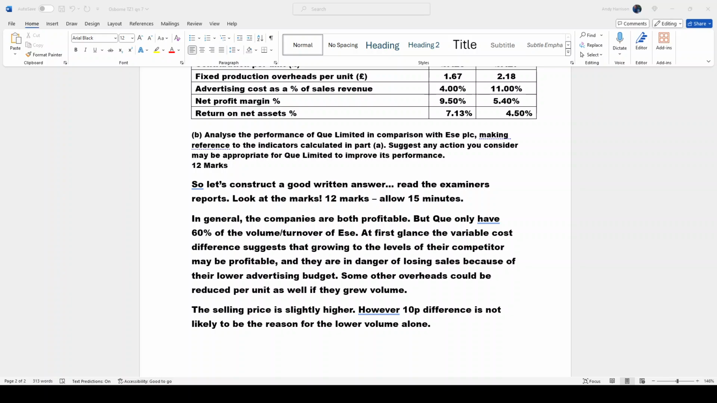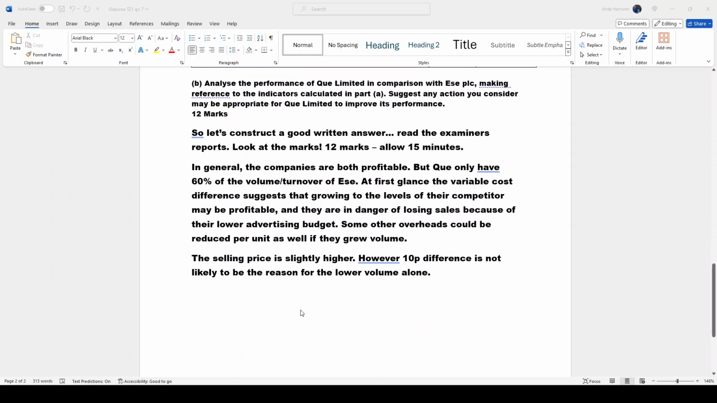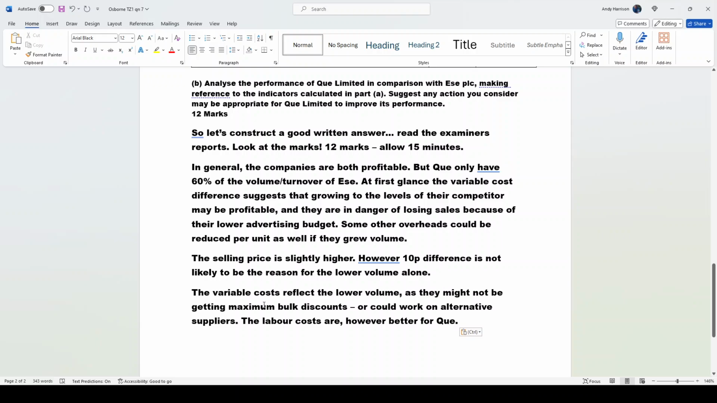Then the next row is about variable costs. So again, work out what you can on this. Always use time. So the variable costs reflect the lower volume. They might not be getting the maximum bulk discount or could work on an alternative supplier. The labour costs, however, are better for Q. So the two components of it.